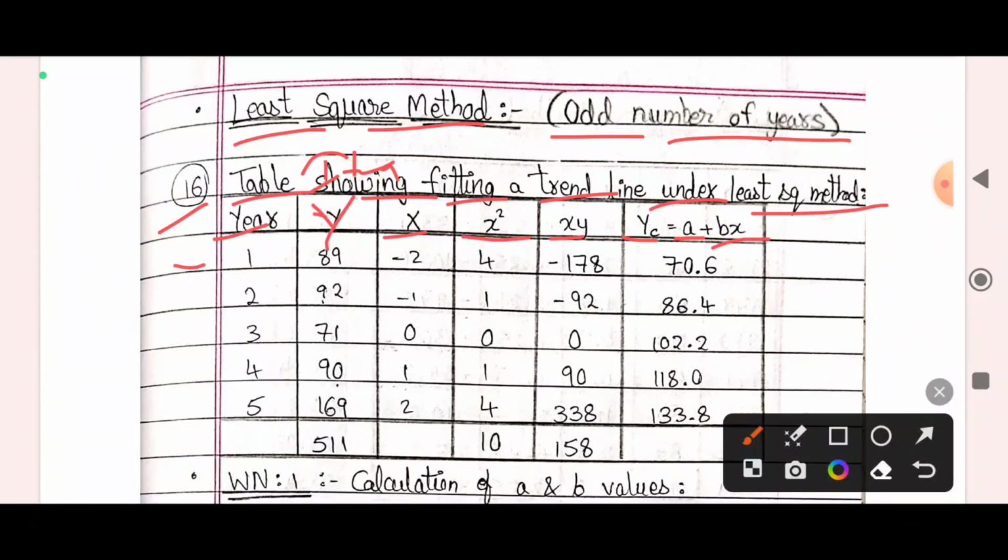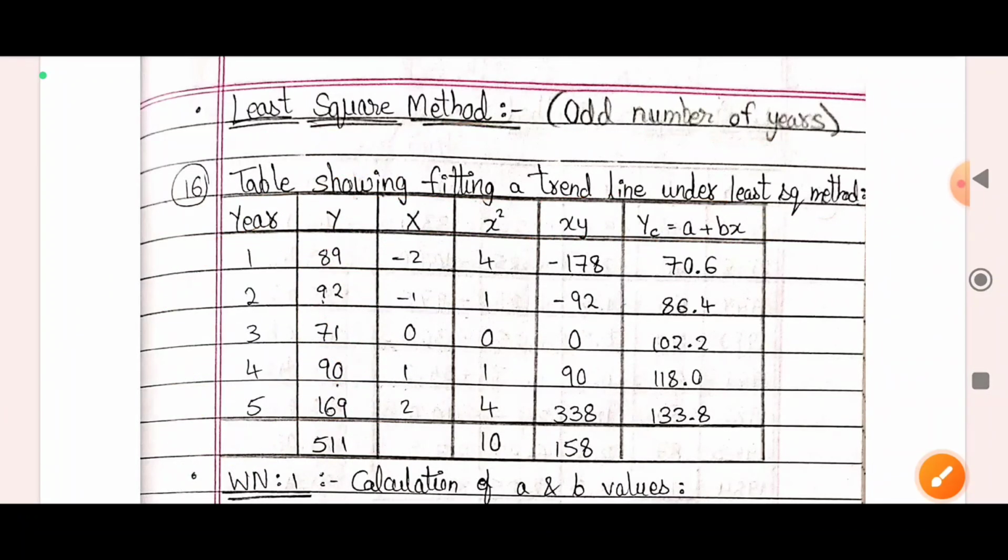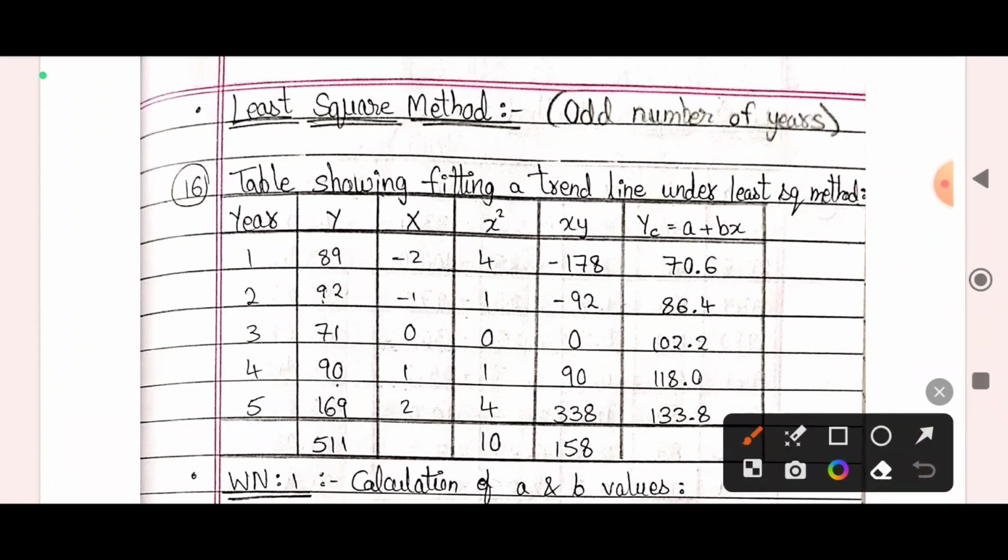Years given 1, 2, 3, 4, 5. Values 89, 92, 71, 90, 169. Total this and treat it as sigma y, or summation y, you can call it. Y total, right? It is 511.